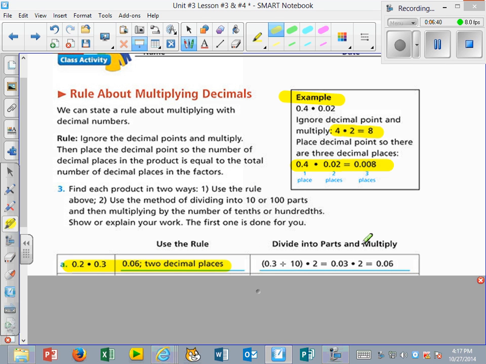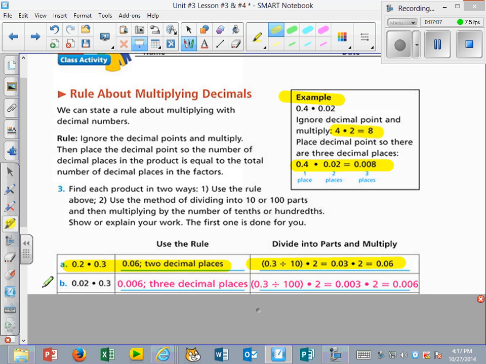And it says divide into parts and multiply. So now it's saying 0.3 divided by 10 times 2. Because it's in the tenths place, 0.3 divided by 10 is 0.03, and then times 2, which would be 0.06. Both methods end up with the same answer. Let's do one more example.